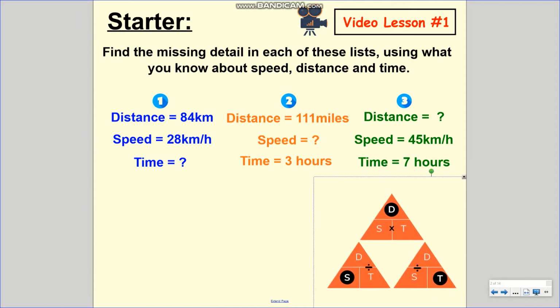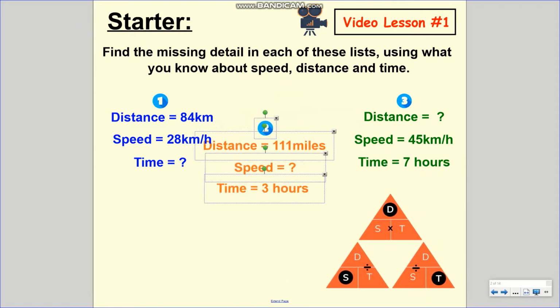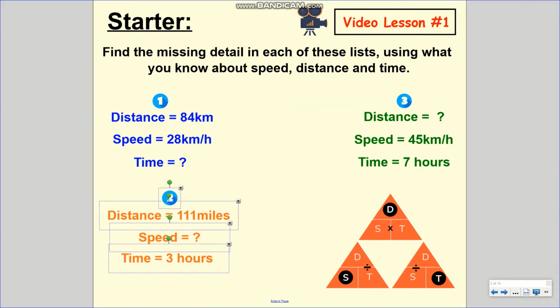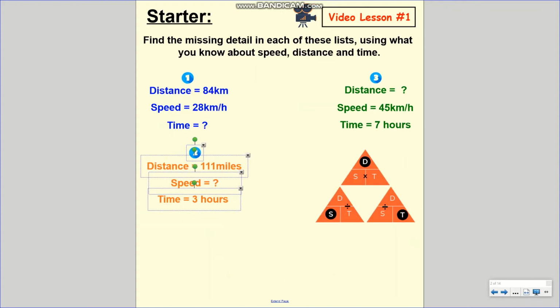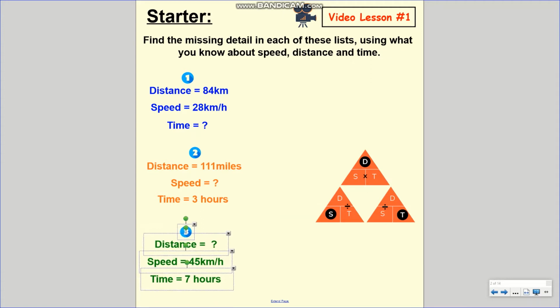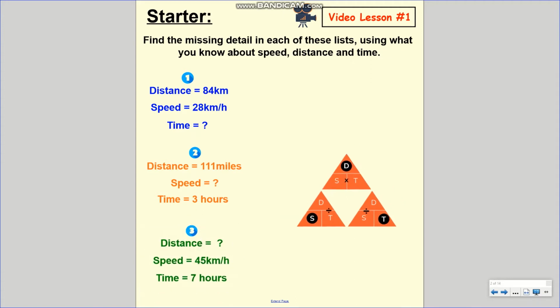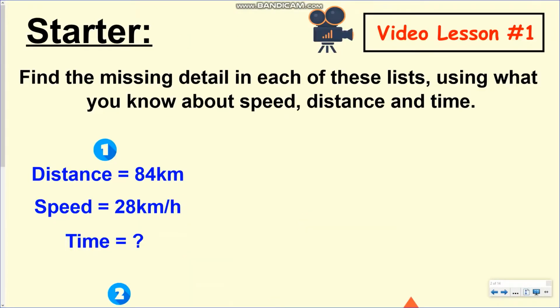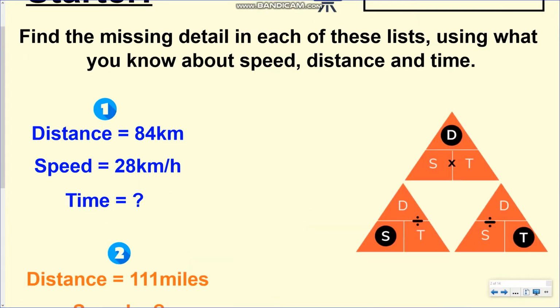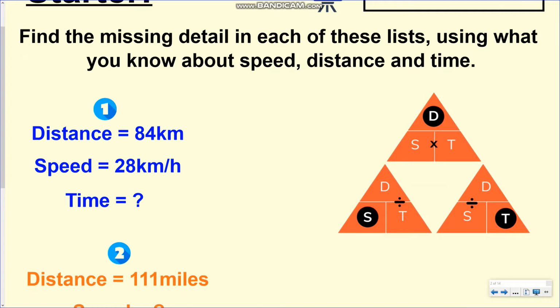Okay, so looking at these 3 calculations here, I'm going to rearrange this slightly so that we can see all 3 calculations, and then we'll focus in on each one in turn. Alright, so for this first one here, we have a distance and we have a speed. We are looking for a time.